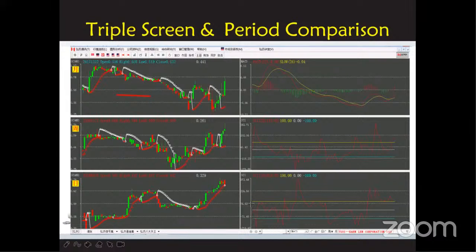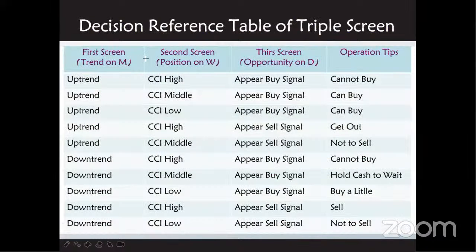Next step. Here we have the decision reference table of a triple screen trading system. Here, it has different situations, based on the three screens. The first screen is the monthly chart. We need to judge the trend, whether it is an uptrend or downtrend, by MACD. And the second screen, we need to judge the position, whether it is in the safe area or risk area, low position or high position, based on the weekly chart, using CCI.